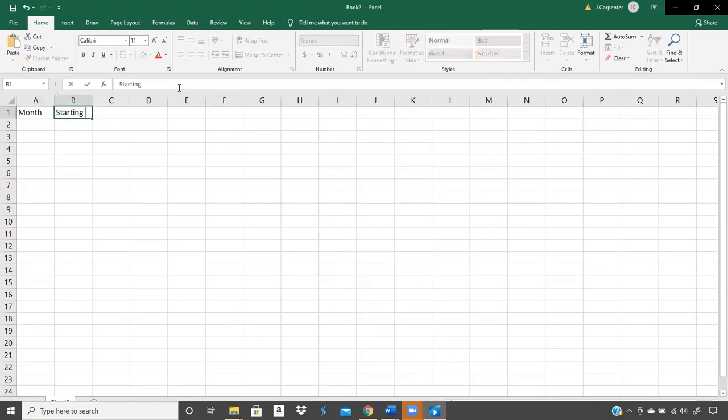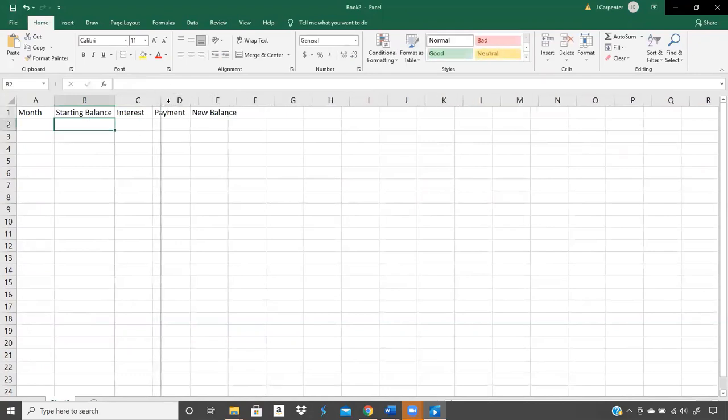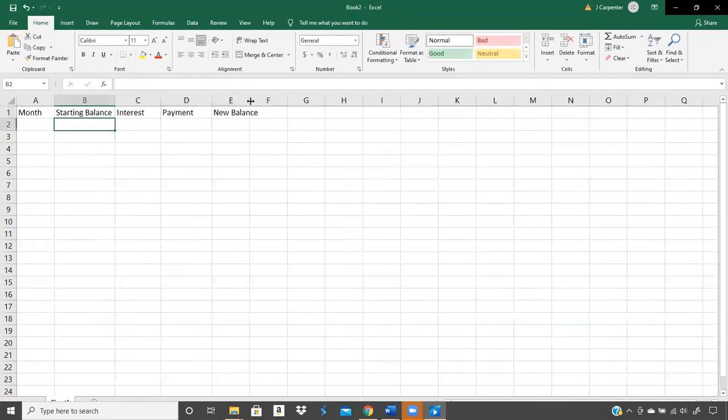Let's have our starting balance, and then we'll definitely need to widen that column. Let's have a column for the interest amount, a column for the payment amounts, and then a column for the new balance. I'm just going to widen these just in case they need to be widened.